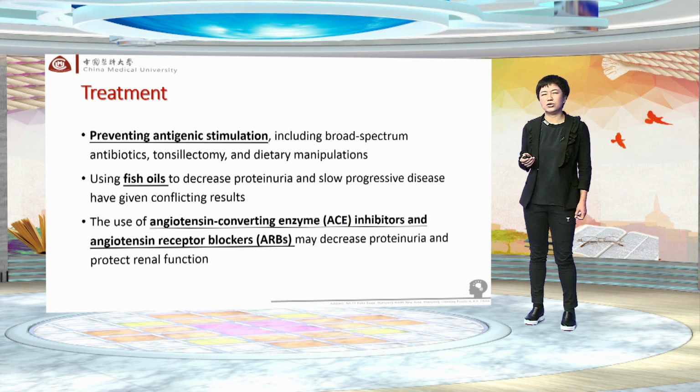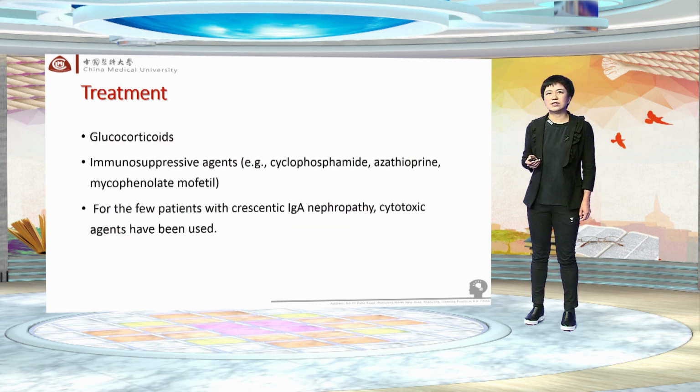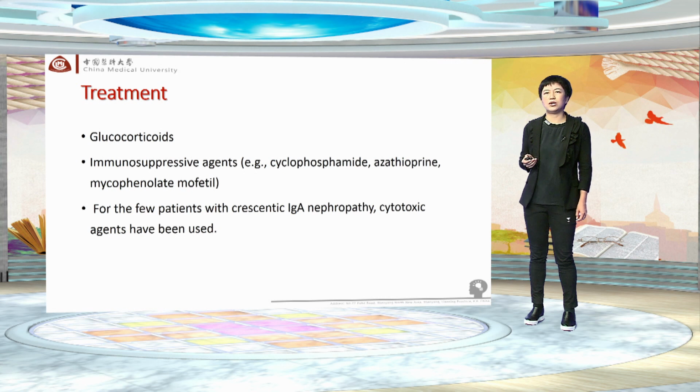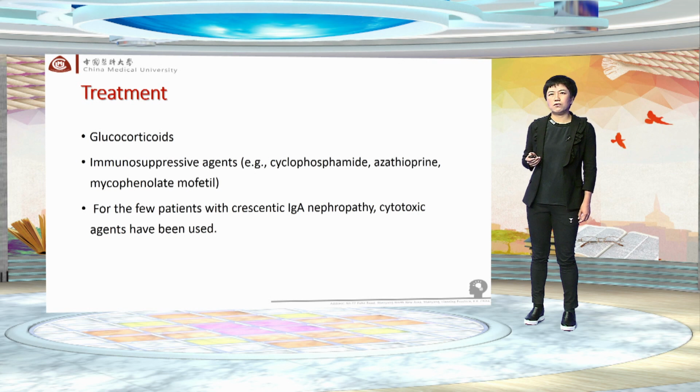Trials using fish oils to decrease proteinuria and slow progressive disease have given conflicting results. Controlled trials support the use of angiotensin-converting enzyme inhibitors and angiotensin receptor blockers to decrease proteinuria and protect renal function. Randomized trials suggest that a 6-month course of glucocorticoid therapy reduces both proteinuria and the risk of kidney failure. ACE inhibitors or ARB with glucocorticoid therapy appear to be of incremental benefit.